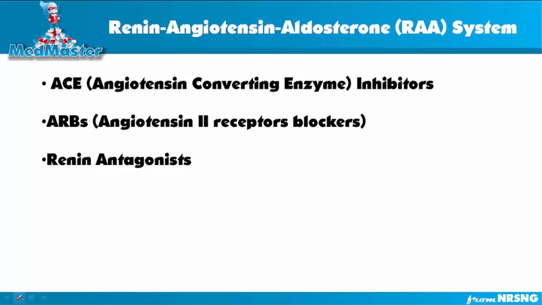Okay, so we're going to talk about the RAA system in our body. The reason that we're going to cover the RAA system in our video is that it will help to better understand the angiotensin converting enzyme inhibitor medications, ARBs, which are also called angiotensin 2 receptor blockers, and renin antagonists. If you have a better understanding of the RAA system in our body, it will really help you to understand these three pharmacological classes of drugs.